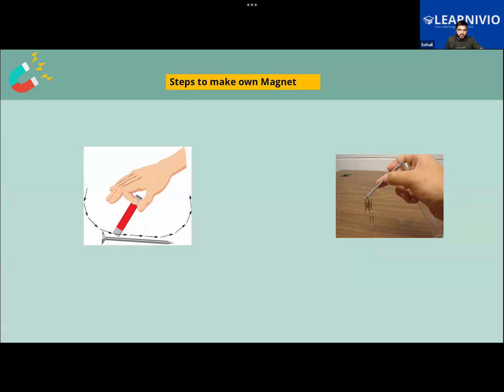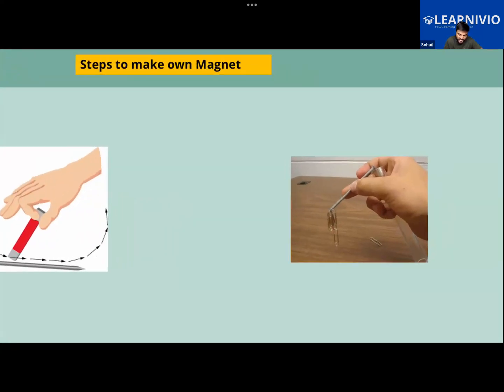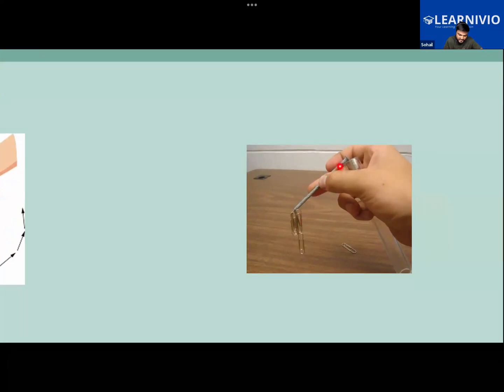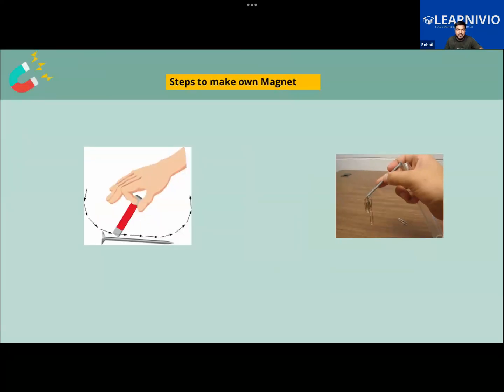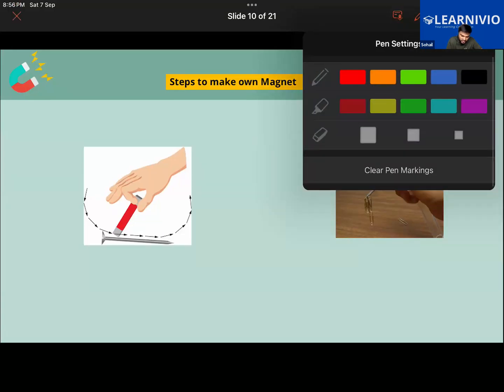Later on, we'll observe that it will start to attract tiny pieces of pins like this. You can see this iron nail is now attracting these tiny pieces, pins I mean to say. But this is a temporary magnet. After a few minutes or a few hours, it will lose its property and no longer attract the pins. So that is the steps to make one's own magnet.